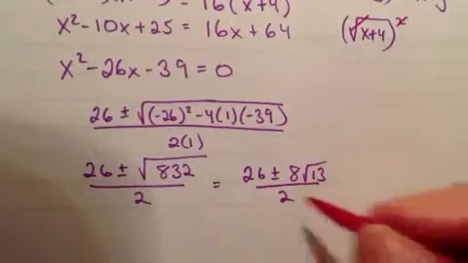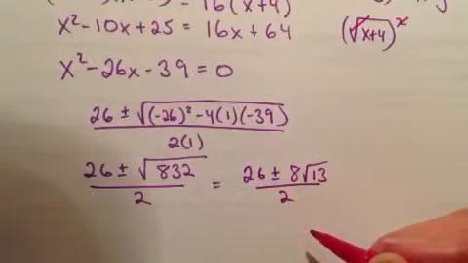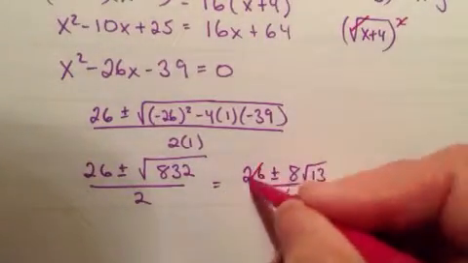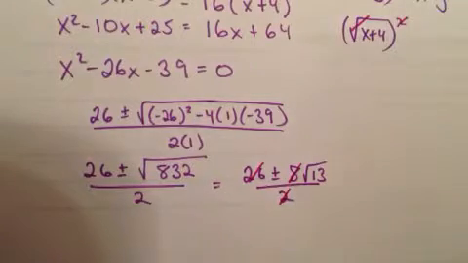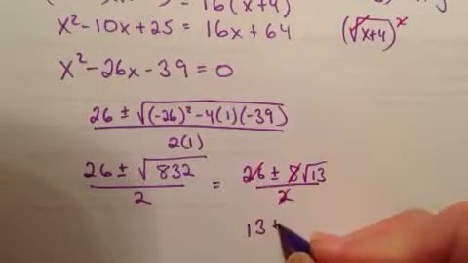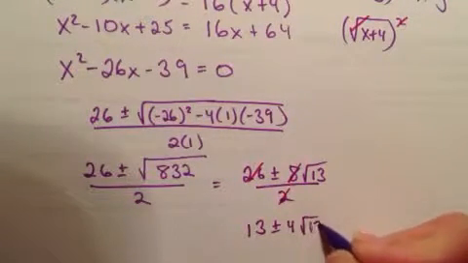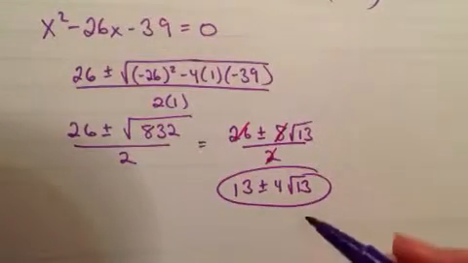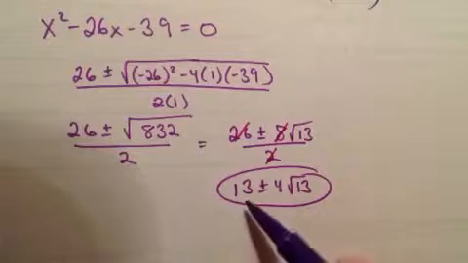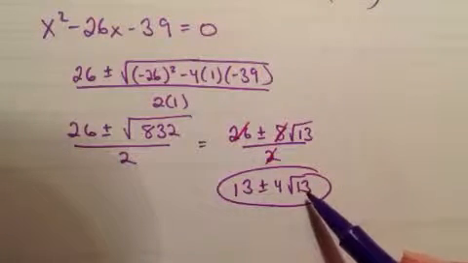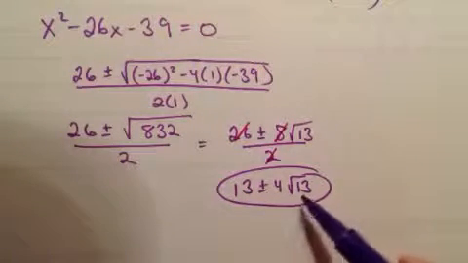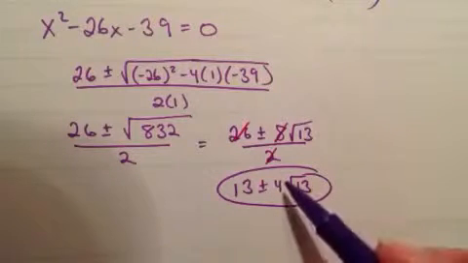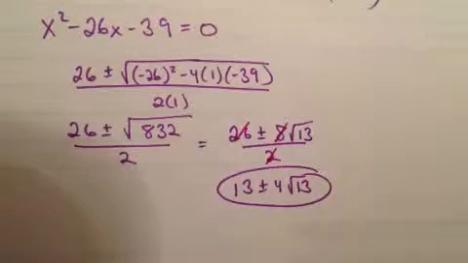And remember, if I can divide all 3 terms by the same number, then that's okay. So we can divide them all by 2. So I end up getting 13 plus or minus 4 square root of 13. And that is your answer. It is better to leave your answer like this. Don't split this up into 2 separate answers where you have 13 plus 4 square root of 13 and 13 minus 4 square root of 13. It's neater just to leave it as one simple answer like this.